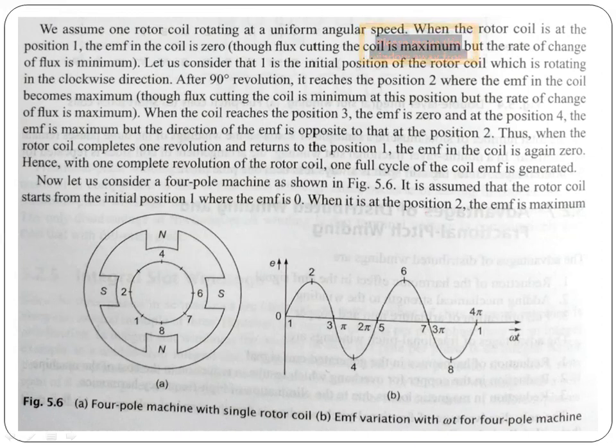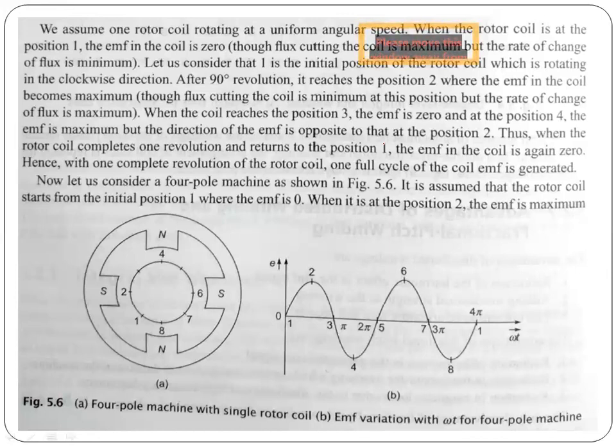Thus, when the rotor completes one revolution and returns to position 1, the EMF in the coil is again 0, and hence one complete revolution of the rotor coil generates one full cycle of the coil EMF.